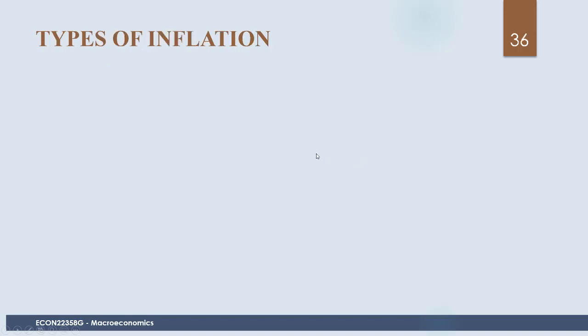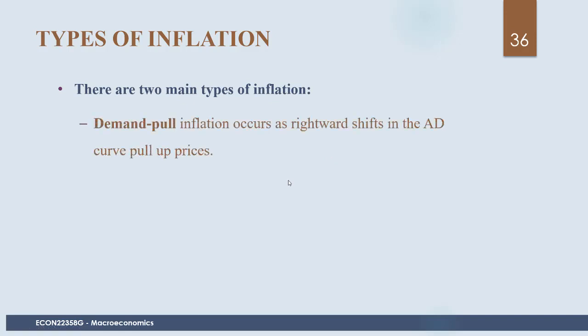Now let's talk about the different types of inflation. There are two main types. Demand pull inflation occurs as rightward shifts in the aggregate demand curve pull up prices. So demand pull inflation is just the situation where aggregate demand is increasing and that's causing prices to increase. That could happen if, in some markets, because of this increase in demand, there are temporary shortages which lead to higher prices. You can think economy-wide that might happen here and there, and so you would get some inflation.